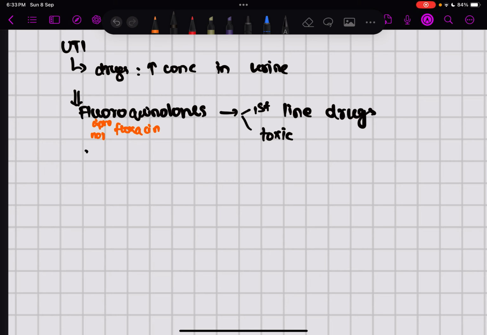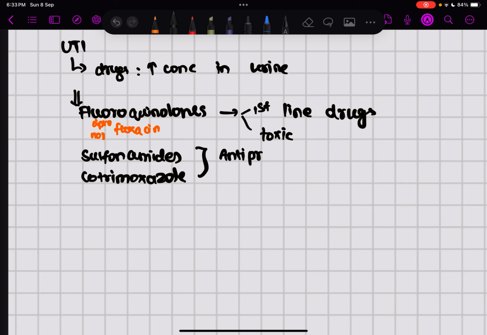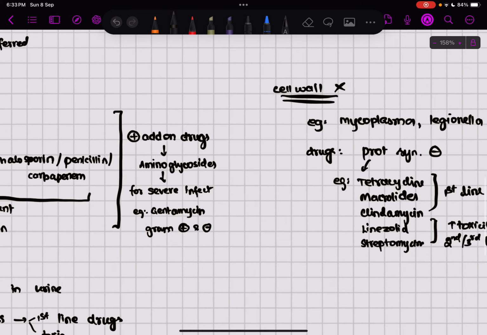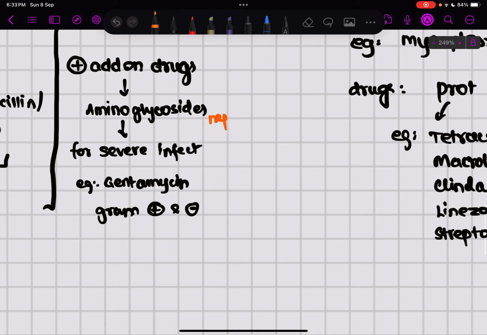The other drugs are sulfonamides and cotrimoxazole. The thing is that these are more anti-protozoal drugs than antibacterial drugs, so rarely they are used for bacteria. And the thing with aminoglycosides is that they are nephrotoxic, and that is supposed to be noted.